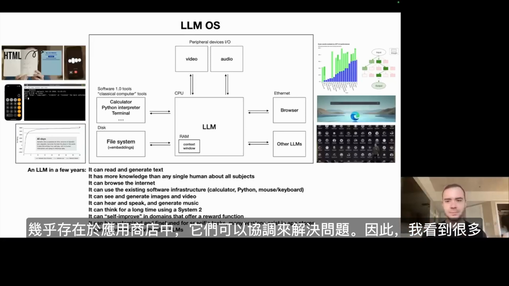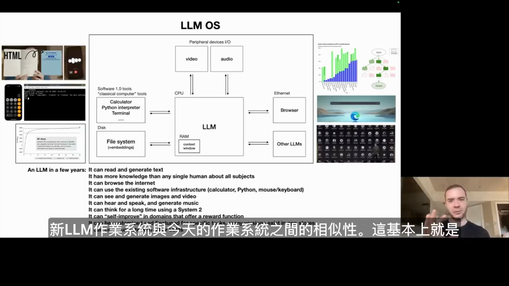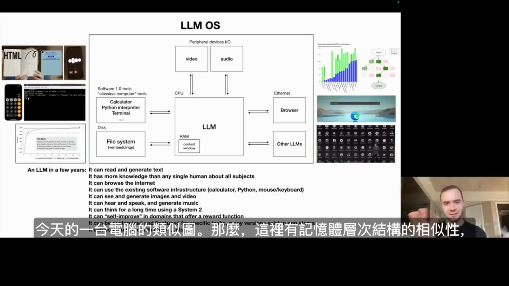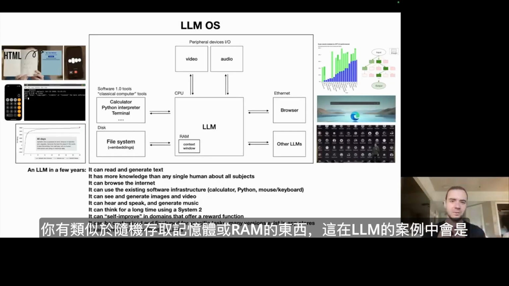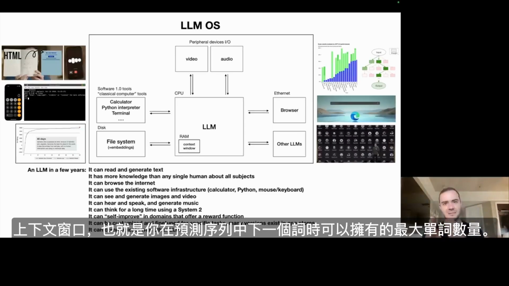And so I see a lot of equivalence between this new LLM OS operating system and operating systems of today. And this is kind of like a diagram that almost looks like a computer of today. And so there's equivalence of this memory hierarchy. You have disk or internet that you can access through browsing. You have an equivalent of random access memory, or RAM, which in this case for an LLM would be the context window of the maximum number of words that you can have to predict the next word in a sequence.